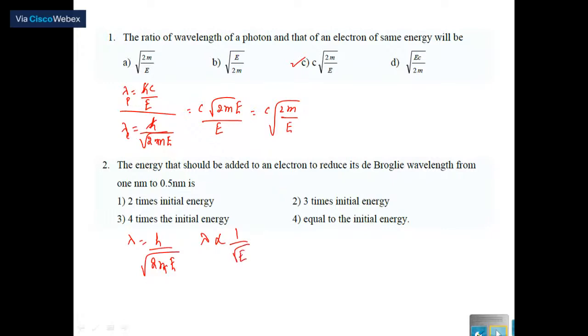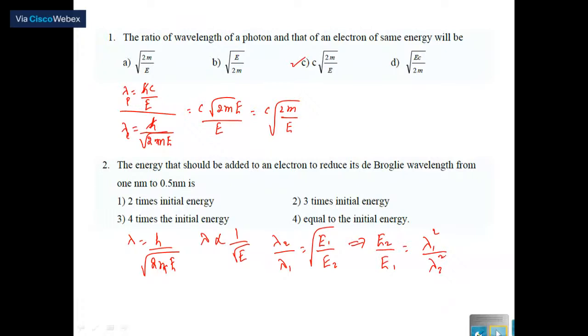So what is lambda 2 by lambda 1? That is the square root of E1 by E2. He is asking what is the energy to be added. Otherwise, you can also say E2 by E1, squaring both the sides and taking the reciprocal, is equal to lambda 1 squared by lambda 2 squared. Am I correct?